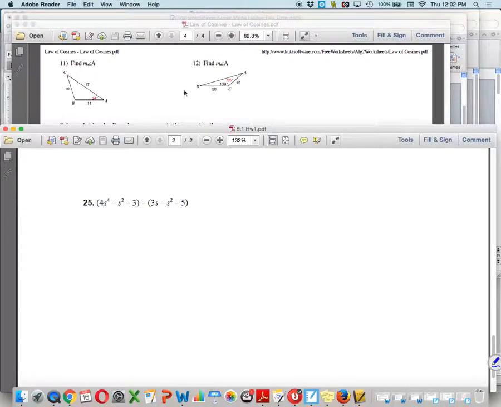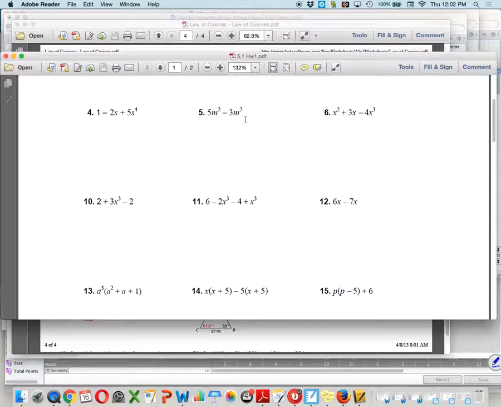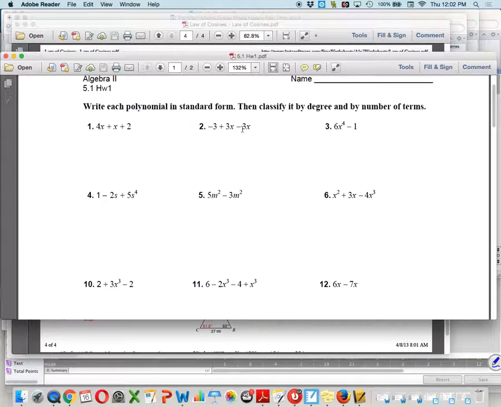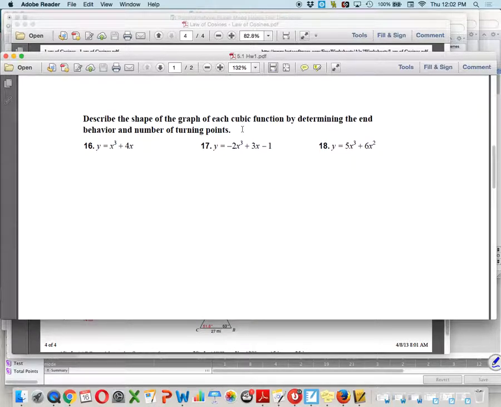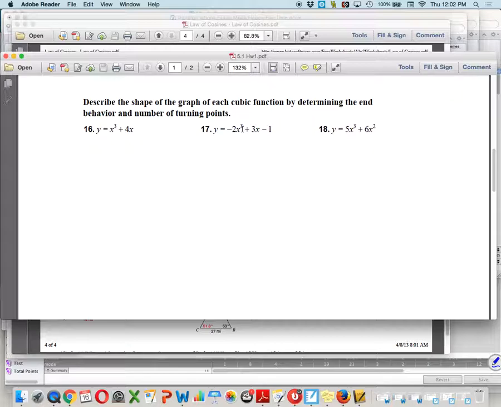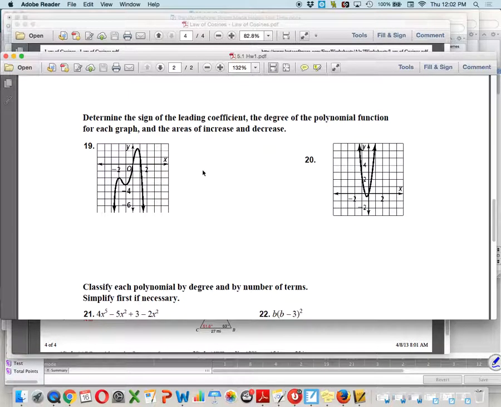There we go. Here is your homework. You'll notice what the homework asks. Part 1 says, write each polynomial in standard form, classify it by degree and number of terms. Done. Part 2, describe the shape of each cubic by determining the end behavior and number of turning points. What I want you to do for 16, 17, and 18 is please put that in your calculator. On your homework, you should state what the end behavior is, just like we just did. And using your calculator, determine the number of turning points. Please list those.